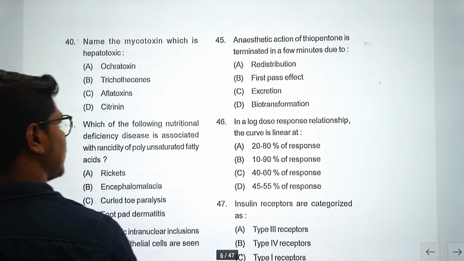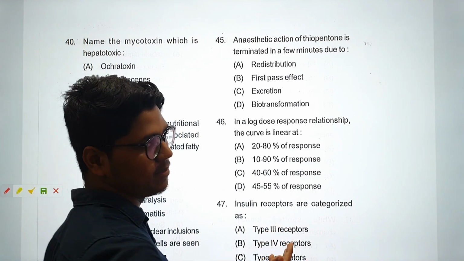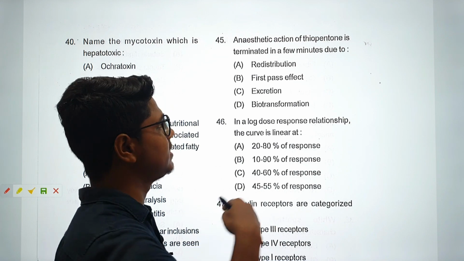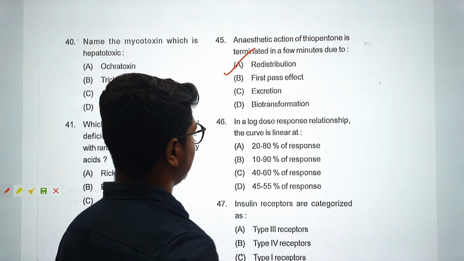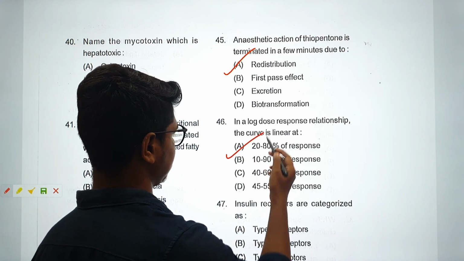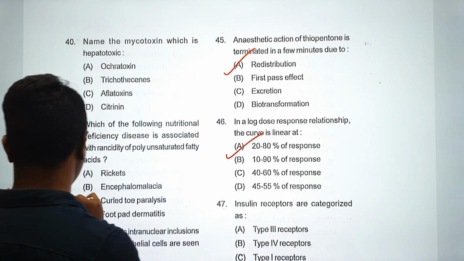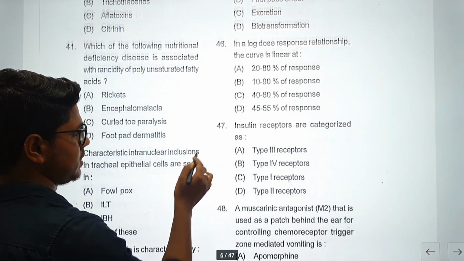Next, anesthetic action of thiopentone is terminated by. I will explain in detail when I go through the barbiturates in the anesthesiology series. Answer is redistribution. In a log dose response relationship, the curve is linear at 20 to 80% response. I actually didn't find it in the book, but on the internet I found this 20 to 80% response.